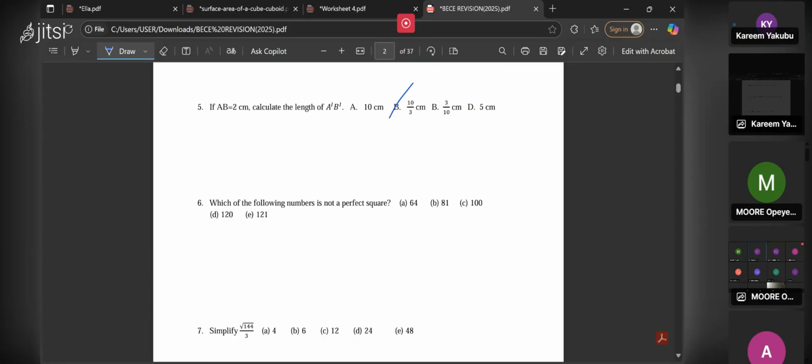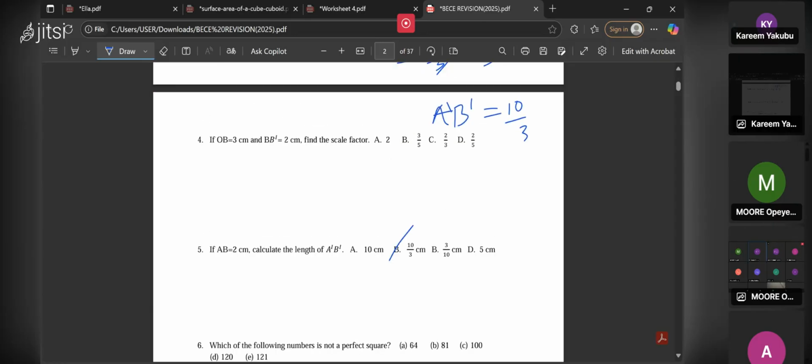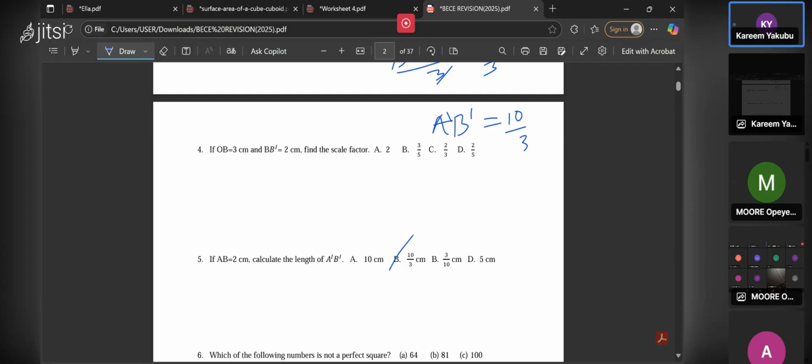Sir, please, what number are you doing? Question 5. He has not done number 4. Okay, no problem. I've done number 5. Let me do number 4 now.